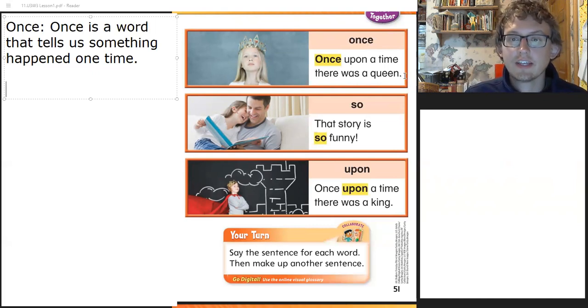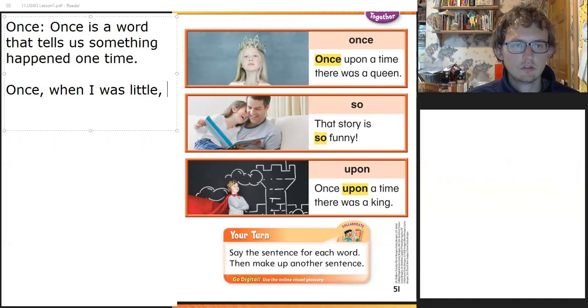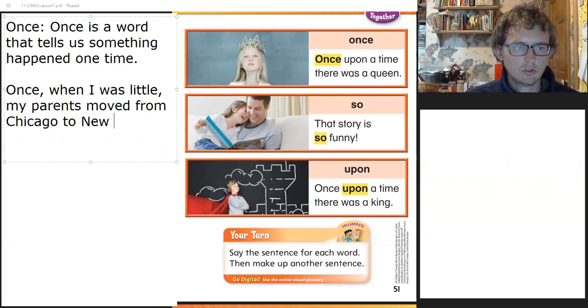And usually after the sentence, they explain more about that queen. So once upon a time there was a queen. Maybe the next sentence would be, she was very beautiful and lived in Europe, right? So once means it tells us about something that happened one time. So we can say, once when I was little, my parents moved from Chicago to New York.